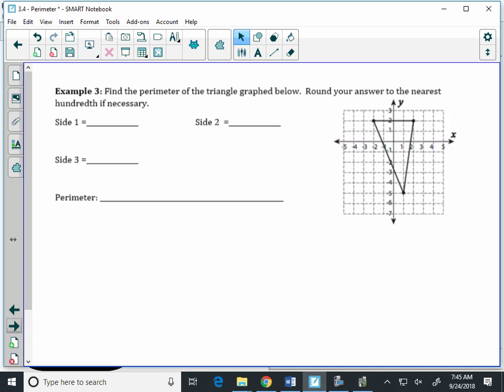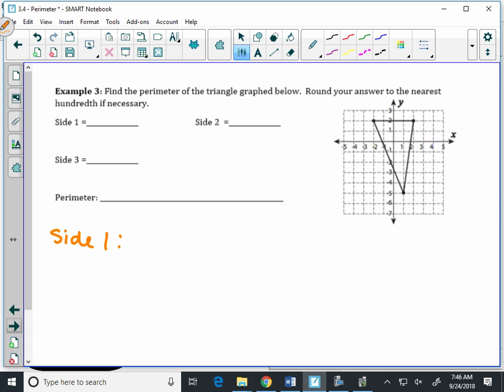Go ahead, flip it over. It says find the perimeter of the triangle graphed below. Round your answer to the nearest hundredth if necessary. Well, again, same exact thing. When we find the perimeter, what do we have to do with all the sides? Add them up. We weren't told what the lengths of the sides were, so we have to find them. I'm going to label, we'll find side 1 first.